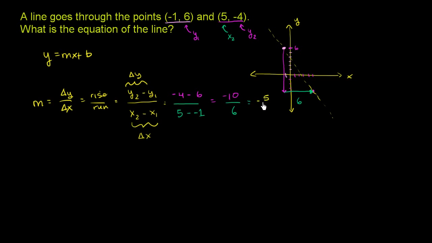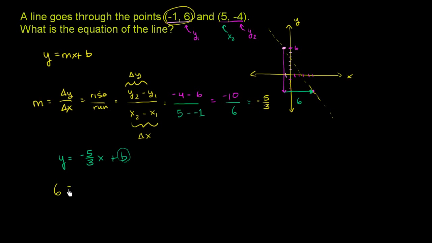Divide the numerator and the denominator by 2. So we now know our equation will be y is equal to -5/3, that's our slope, x plus b. So we still need to solve for our y-intercept to get our equation. And to do that, we can use the fact that the line goes through the point (-1, 6). You could use the other point as well. But we know that when x is equal to -1, y is equal to 6.